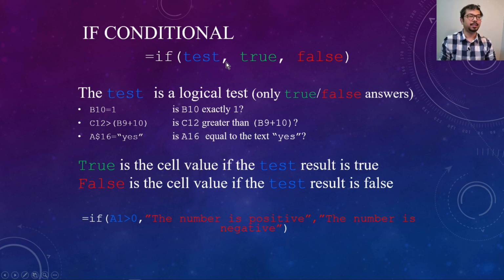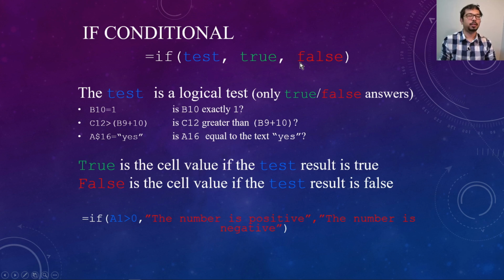And after the comma, at the second slot, we can write the statement that if this test is true, Excel will print this true statement or whatever the command is in here. And if it's false, then Excel will print this last false command or whatever you write in here.